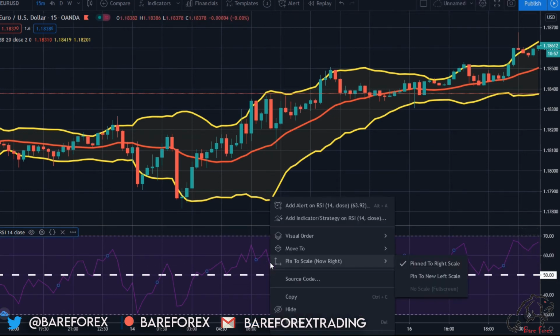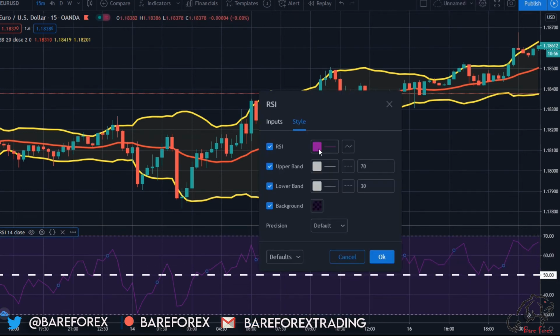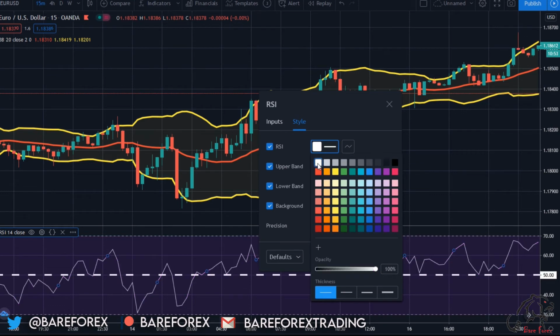You know what? I'm gonna have to change this color because it's purple on purple, and I don't even know if you guys can see it. So I'm just gonna change it to white, thicken it up a little bit. And there we go. That looks a lot better. All right.